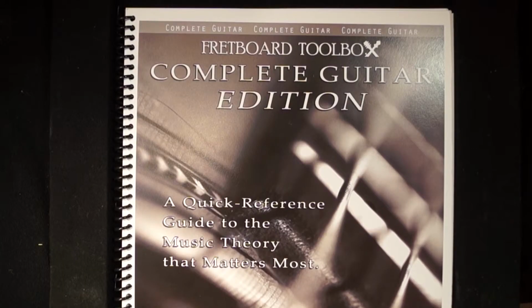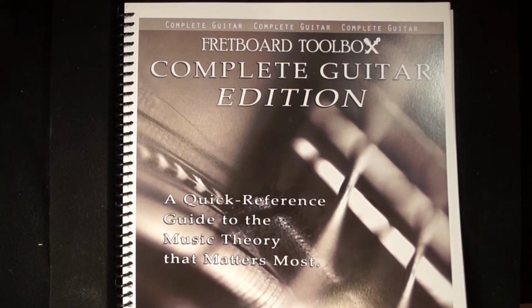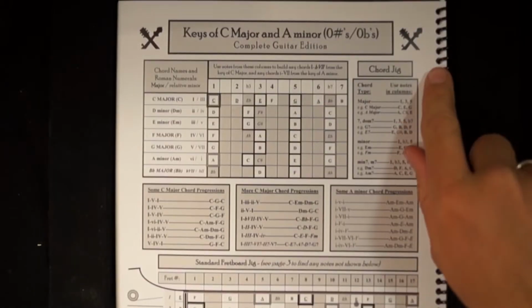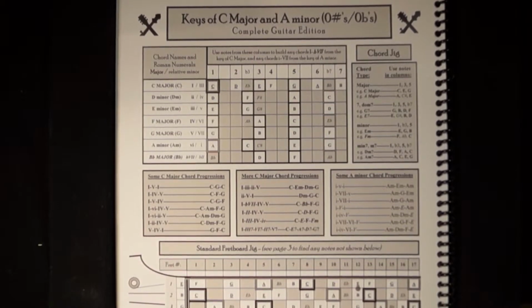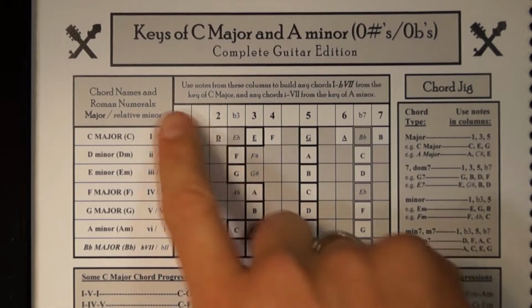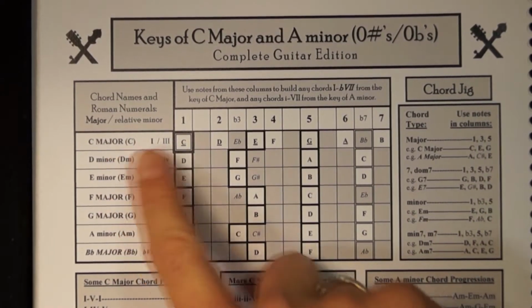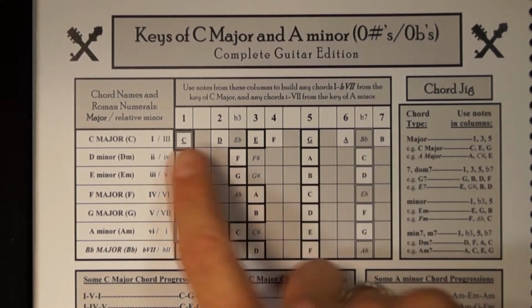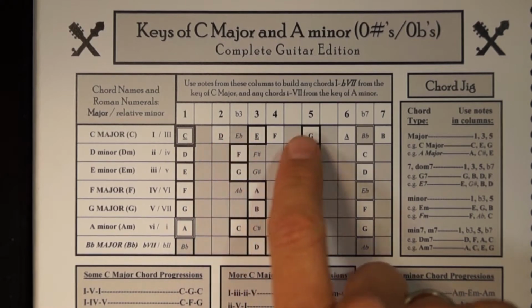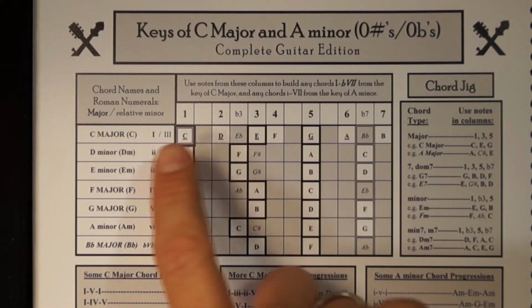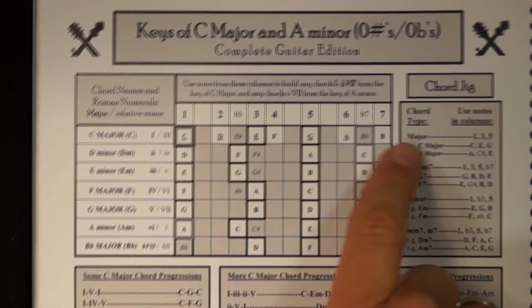Okay, to be able to visualize the key of C major and the scales that you're going to want to use with a Fretboard Toolbox, you'll turn to page 19 for the C major scales and C major pentatonic, and then we'll look at page 20 for the blues stuff. If you come down here to the C major chord and look across, the notes in white boxes are all your C major scale notes. They're in the 1, 2, 3, 4, 5, 6, 7 column. So that's do, re, mi, fa, sol, la, ti.